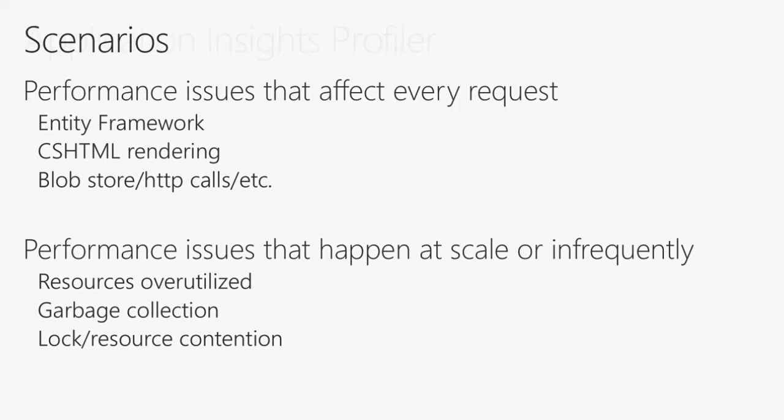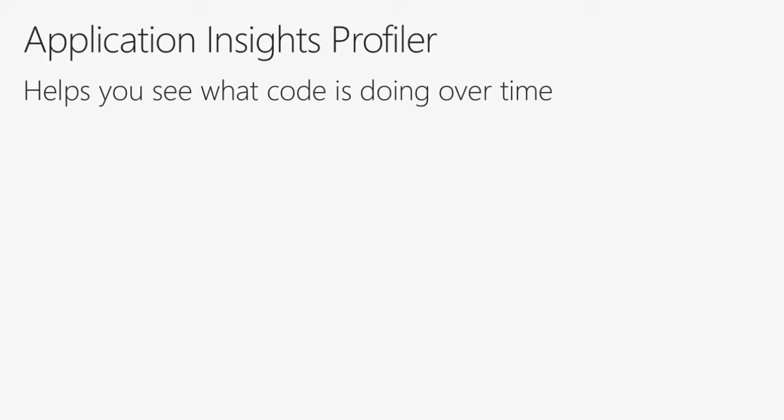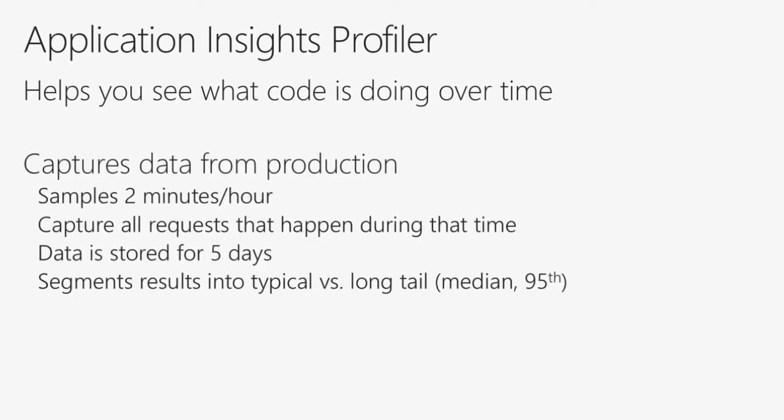So to address this, we've built the Application Insights Profiler. The goal of the profiler is to help you see what your code is doing over time. It does that by capturing data from your production environment. It runs for 2 minutes out of every hour, and it captures everything that's happening on the application server during that time.